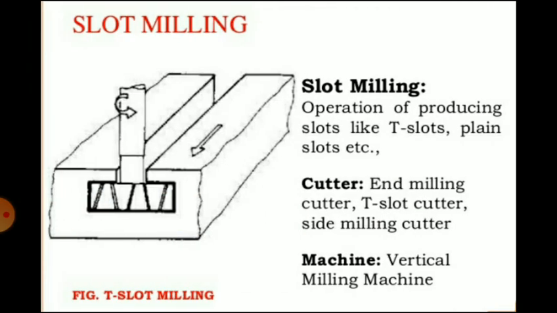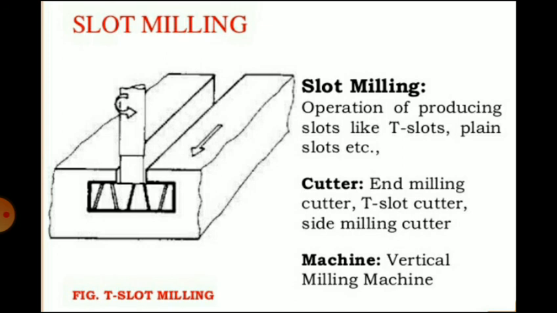Then slot milling, the operation of producing slots like T-slots and plain slots that you can produce. The cutters used are the end milling cutter, T-slot cutter, and side milling cutter, and it is generally used on a vertical milling machine. So T-slots on a table that you can produce by using this T-slot cutter.